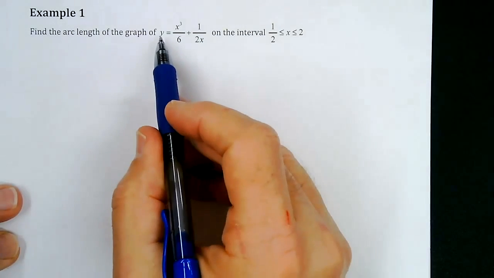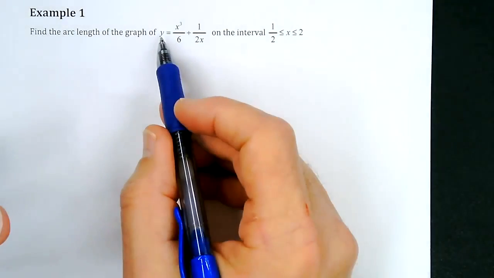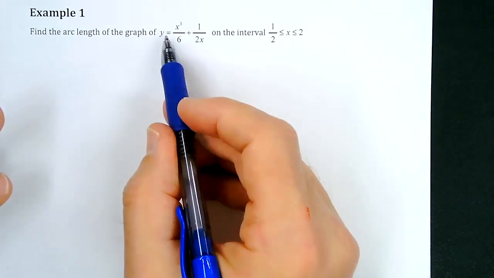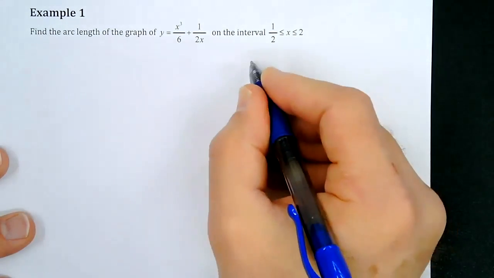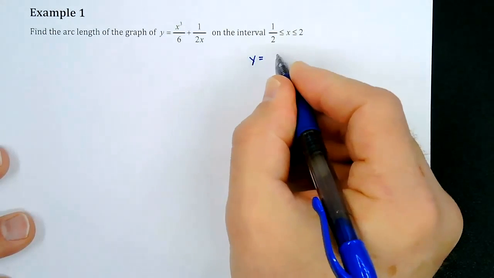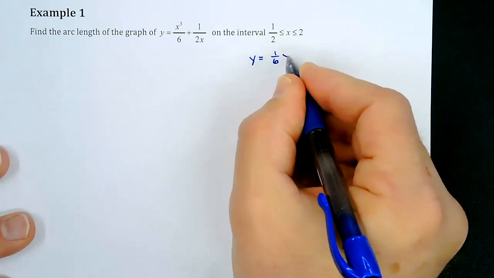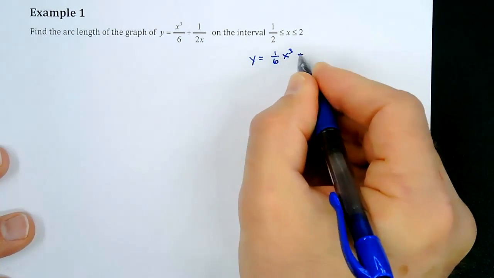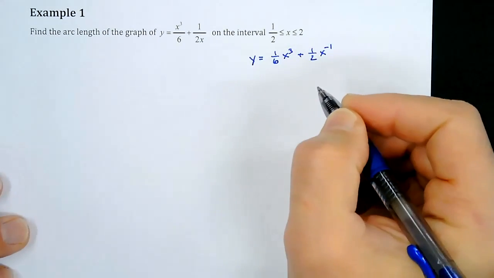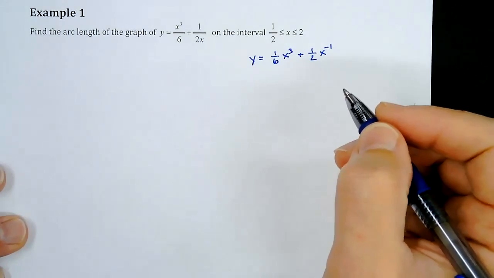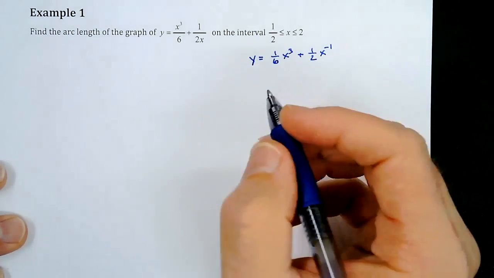So we have the curve at its y in terms of x. So I would rewrite this. So y is equal to 1/6 x cubed plus 1/2 x to the -1 power. And it's just going to be easier to find the derivative then if we write it like that, because it's just the power rule. All right.